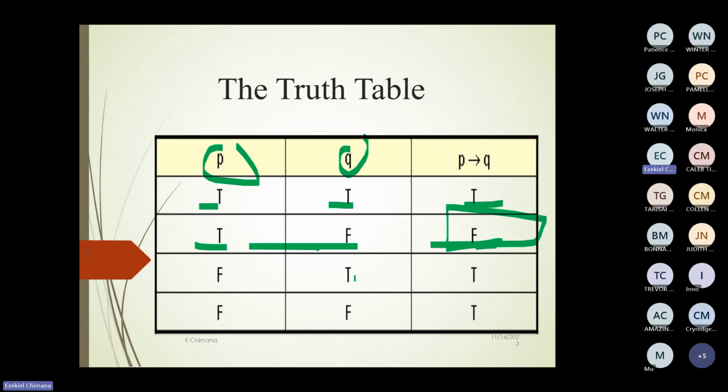Then false implies true. Yes, we can accept that as a true. That someone didn't pass but actually got a computer. Also, false can imply false, and then we can take that one as a true. So it is only false when the truth implies false.